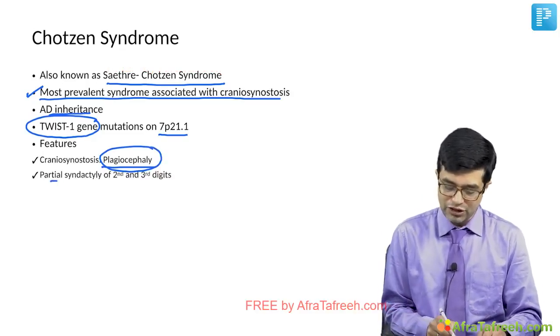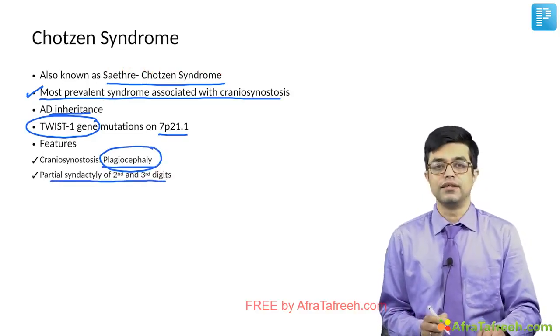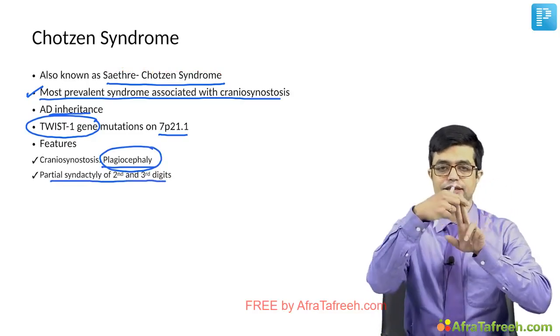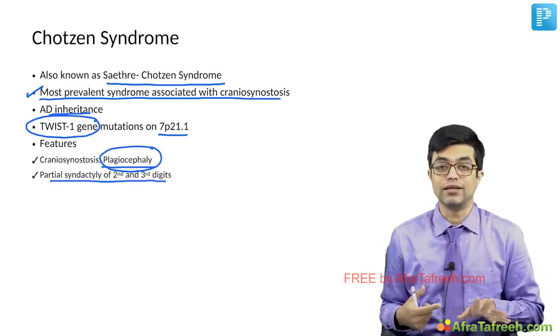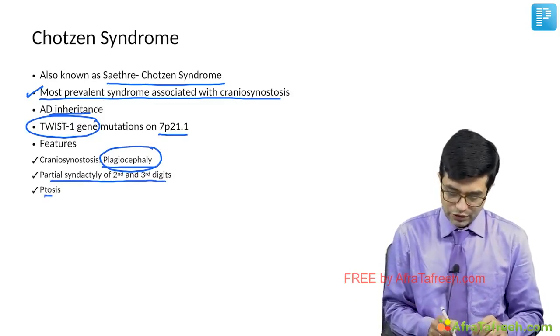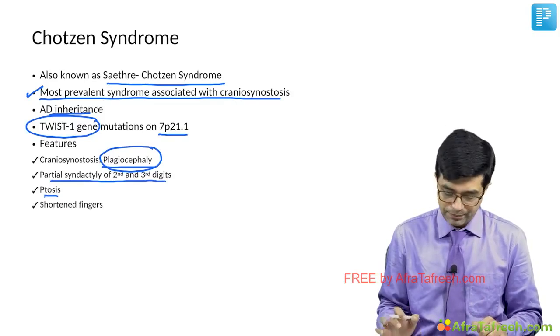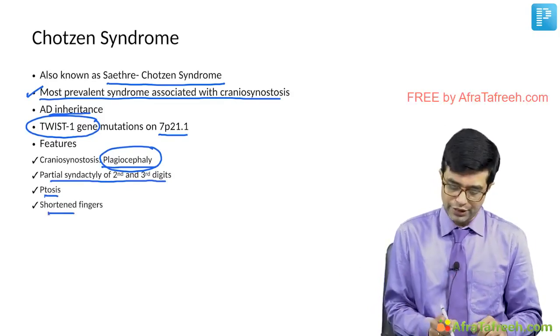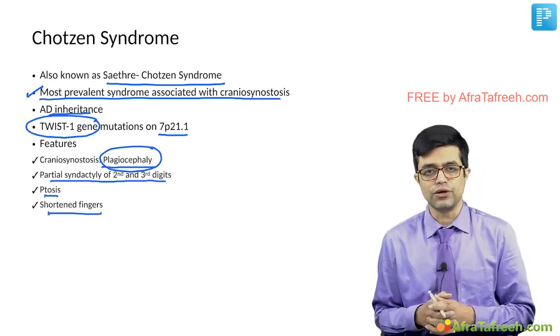Along with that, there is partial syndactyly of the second and third digits. So in the second and third digits there is partial fusion, not complete, so we don't call it a mitten hand. Third, you have ptosis of the upper eyelids seen bilaterally. And finally, you have shortened fingers. So these are the features of Saethre-Chotzen syndrome.